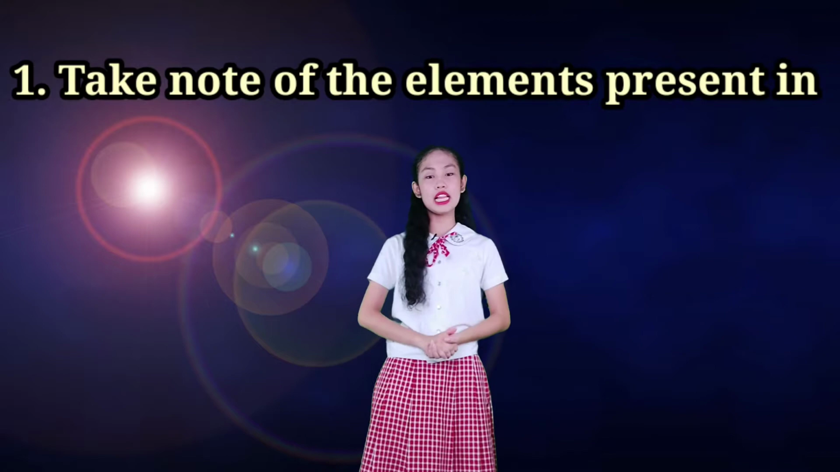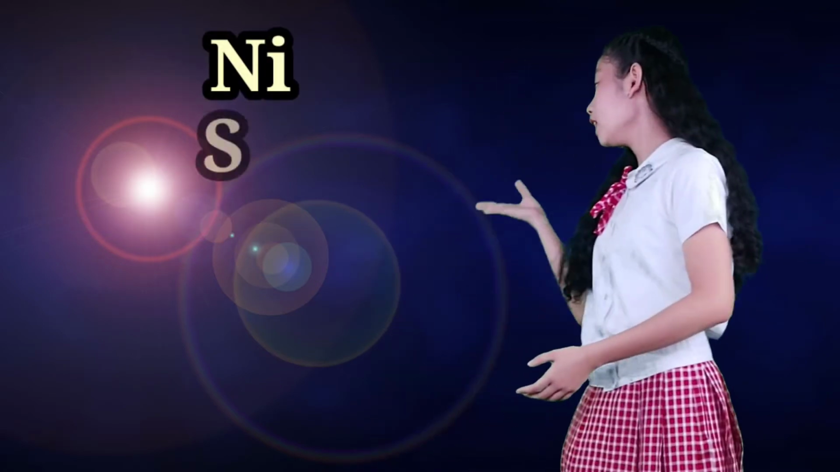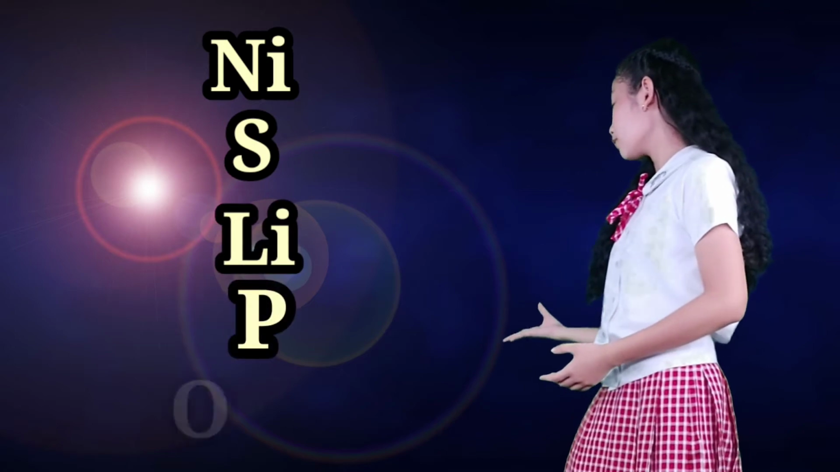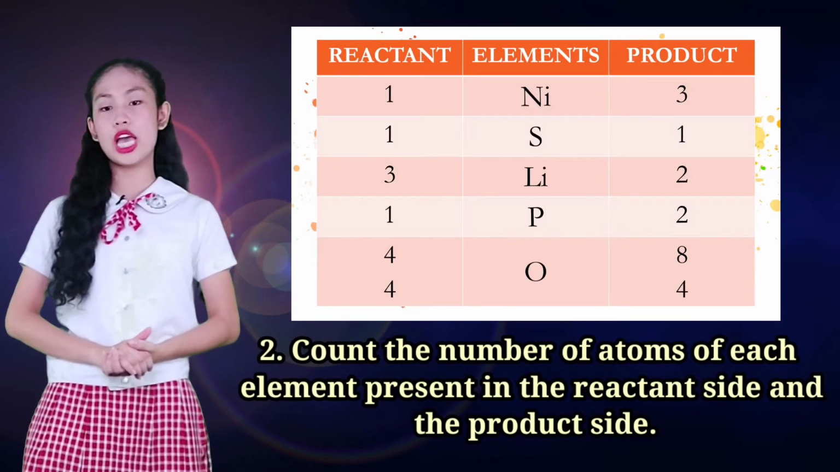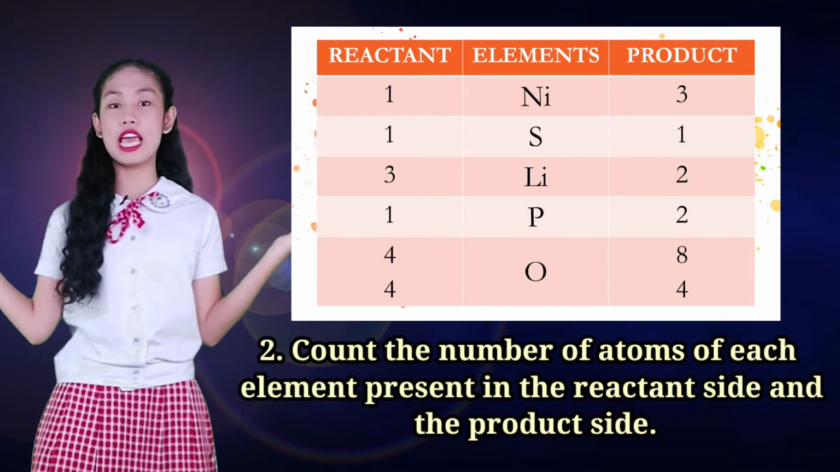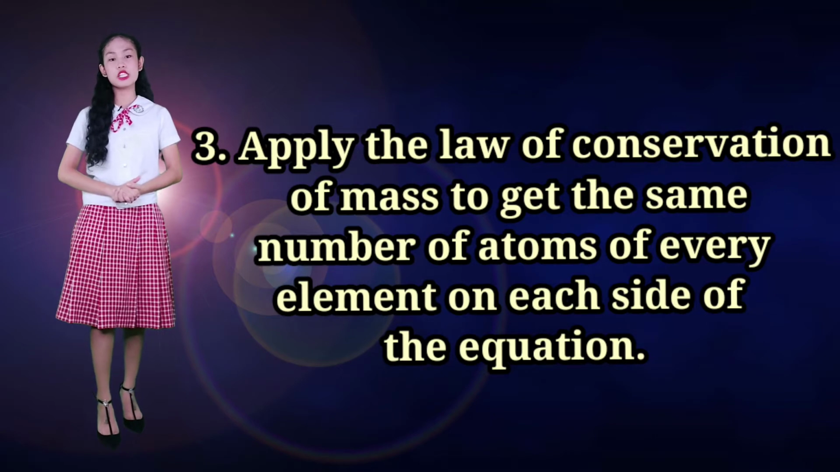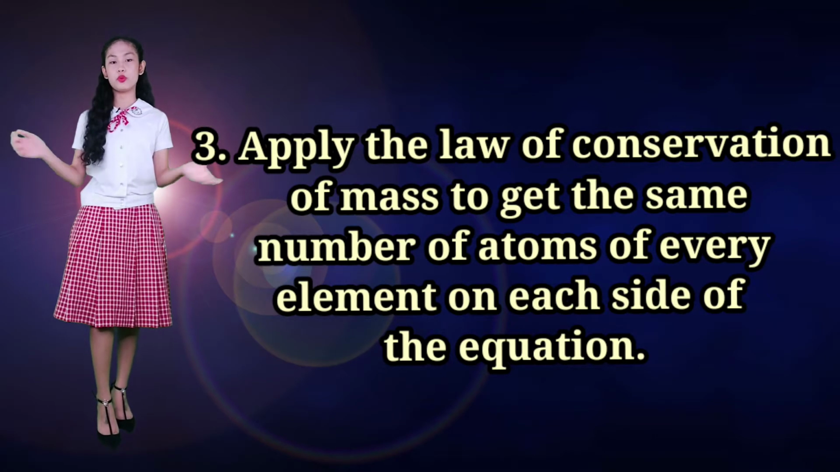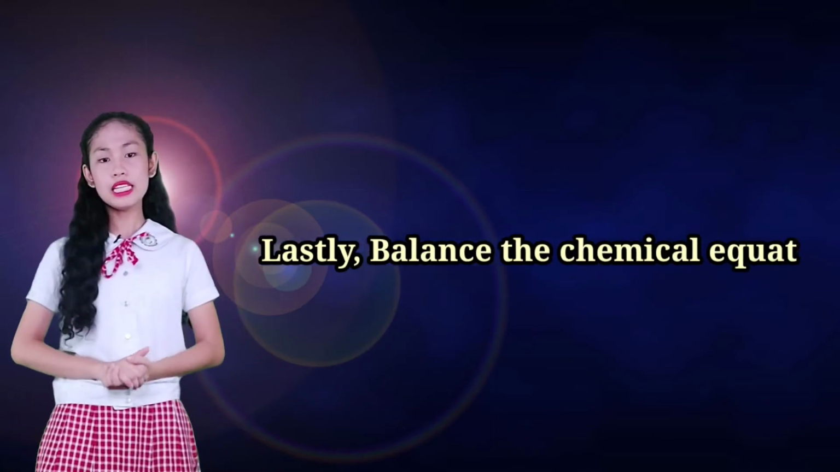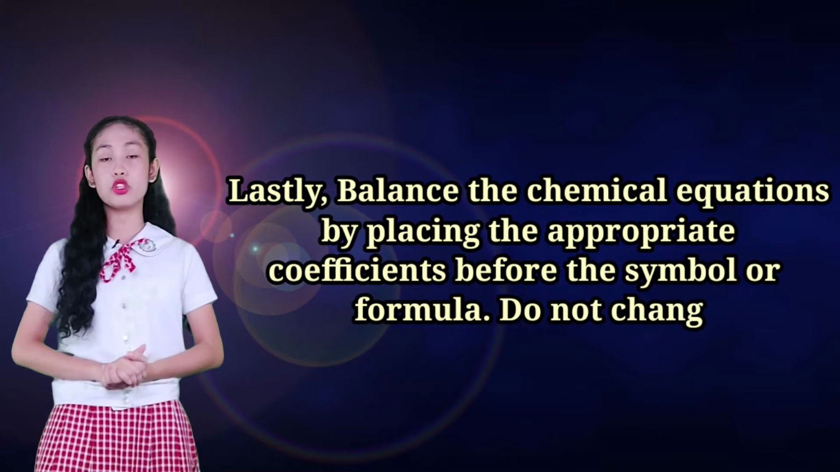First, take note of the elements present in the reactant and the product side. We have nickel, sulfur, lithium, phosphorus, and oxygen. Second, count the number of atoms of each element present in the reactant and the product side. Third, apply the law of conservation of mass to get the same number of atoms of every element on each side of the equation. Lastly, balance the chemical equations by placing the appropriate coefficients before the symbol or formula.